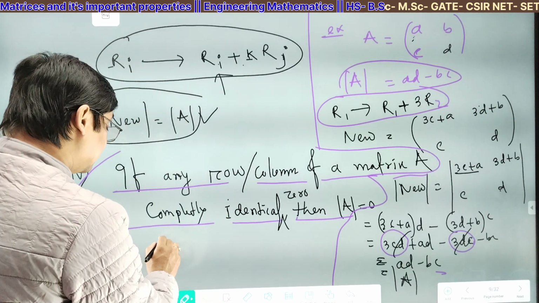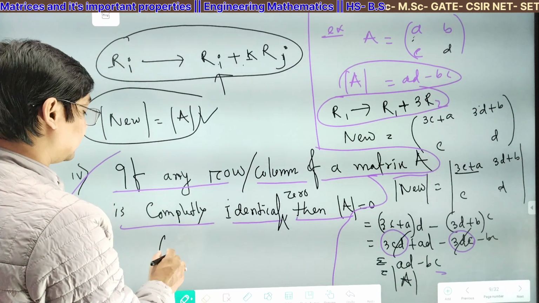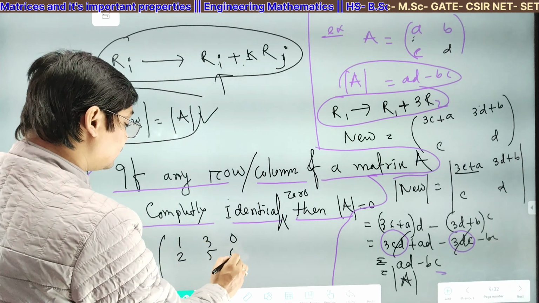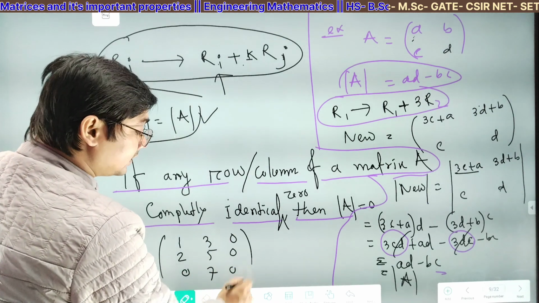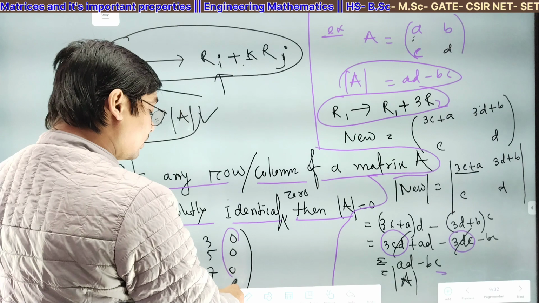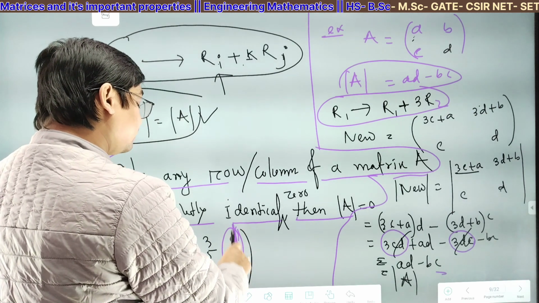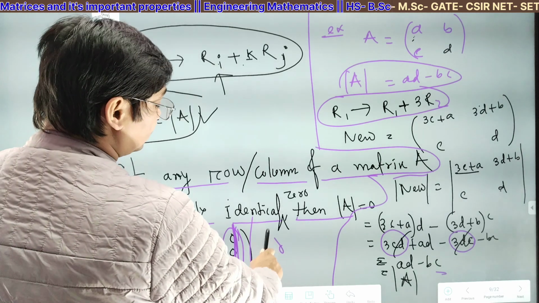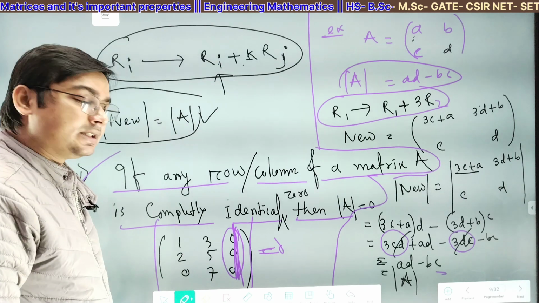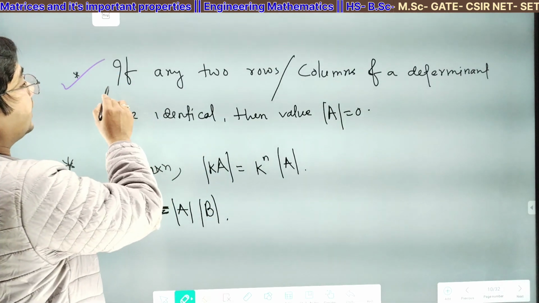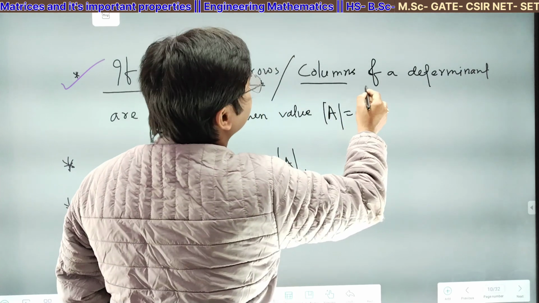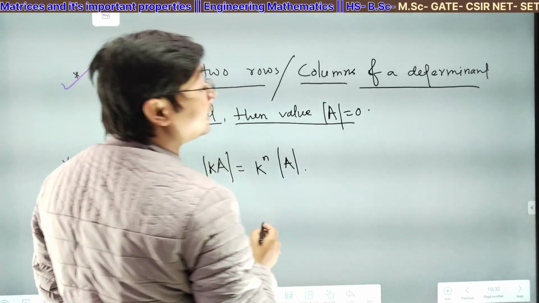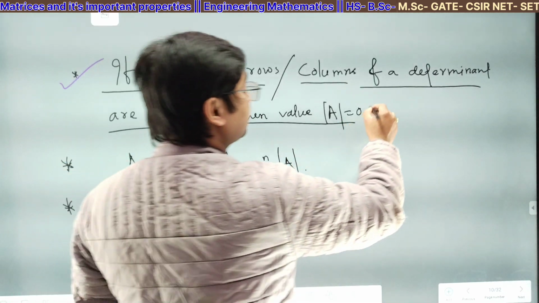Suppose we consider a matrix like this one, 1 3 0, 2 5 0, 0 7 0. You see in this matrix, all the elements of this column are 0. That means the determinant of this matrix will be 0. So you can easily verify these properties. Another property: if any two rows or columns of a determinant are identical, then the value of the determinant is 0. Yes, this is also an important property.